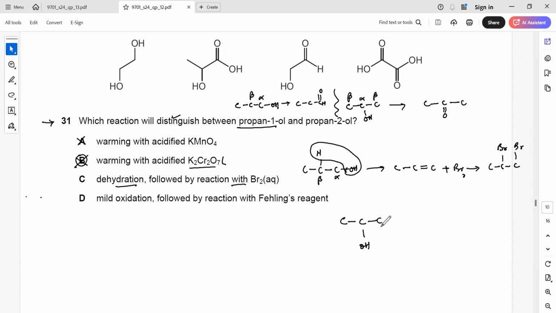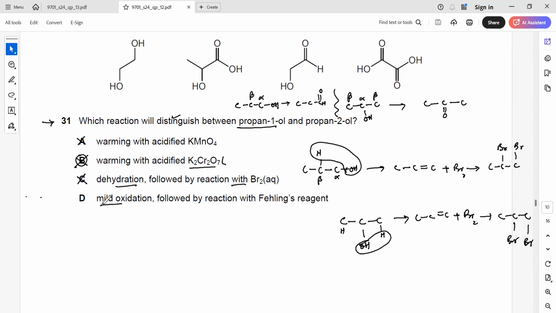So let's see if we have this secondary alcohol. There are two options, same on both sides. On dehydration, that will again give us propene. And when it reacts with Br2, in both options we will get the same product, 1,2-dibromopropane. So the color of Br2 will go to colorless in both options. So it means that will not give us a clear indication between these two, primary and secondary alcohols.